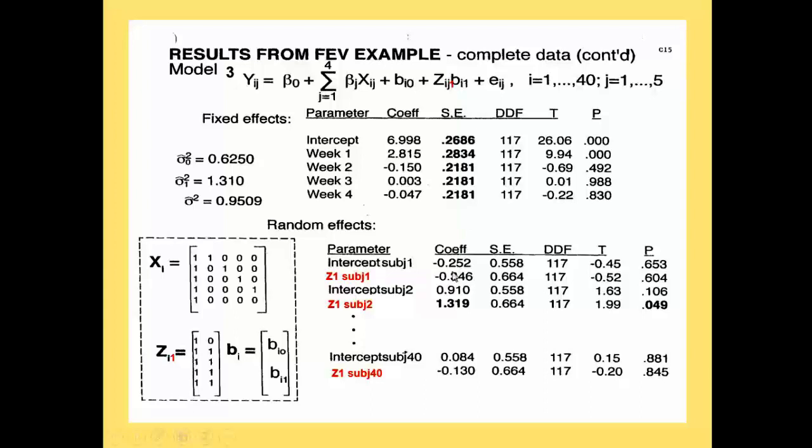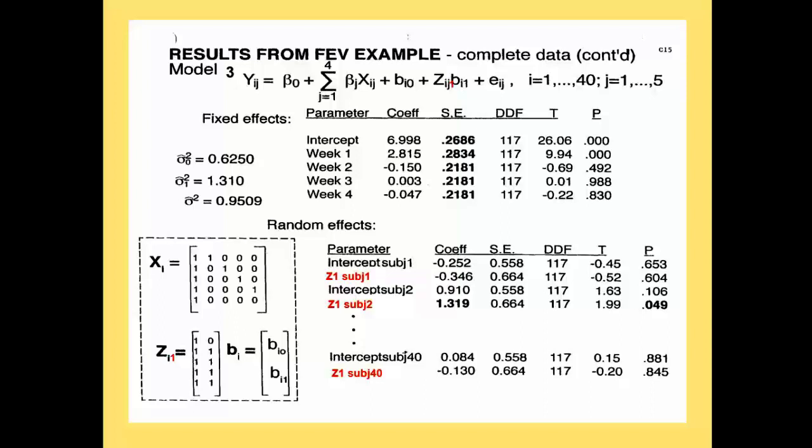What are they? What's minus 0.252? That's the estimate of the random intercept for the first subject. And what's minus 0.346? The estimate of the slope for the first subject. Right, that's what it's doing.